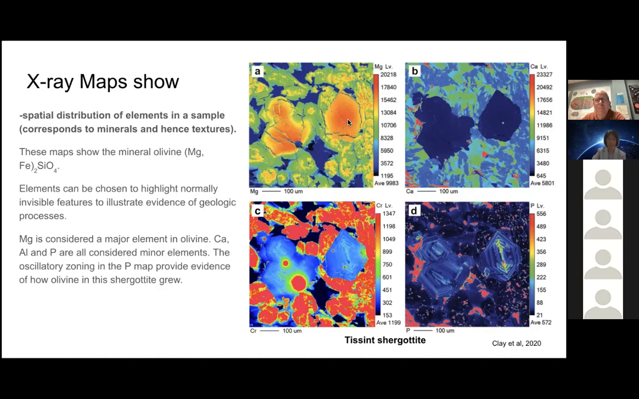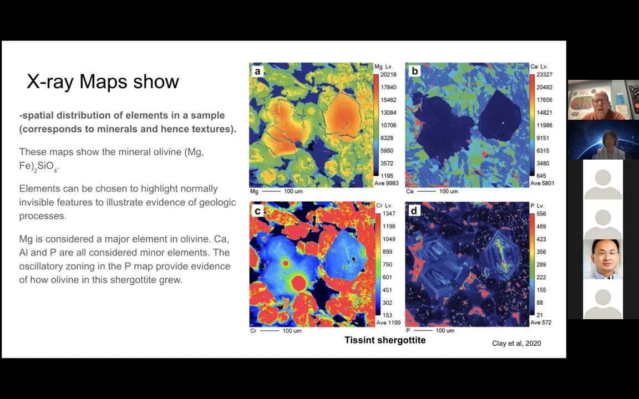What we can see from the map of magnesium concentrations is that there's variation in the amount of magnesium between the center of the crystal, where it's more magnesium rich, and the outer rim of the crystal, where it appears to be more magnesium poor. We can also, of course, see other minerals that are very magnesium poor. But when we look at minor elements such as calcium, we see that calcium is relatively evenly distributed within the crystal of olivine. We can see a bright spot here and a little bit brighter spot here, but those correspond to inclusions within the mineral.